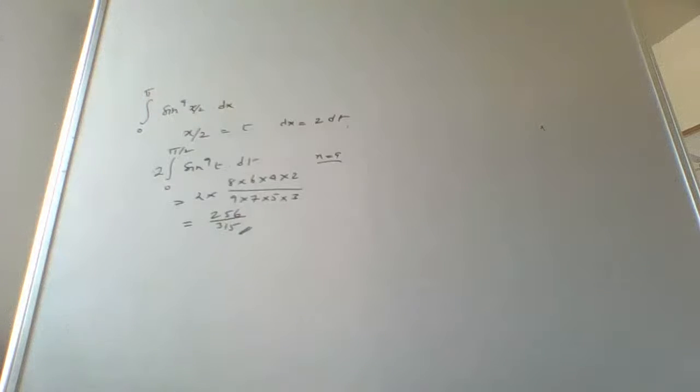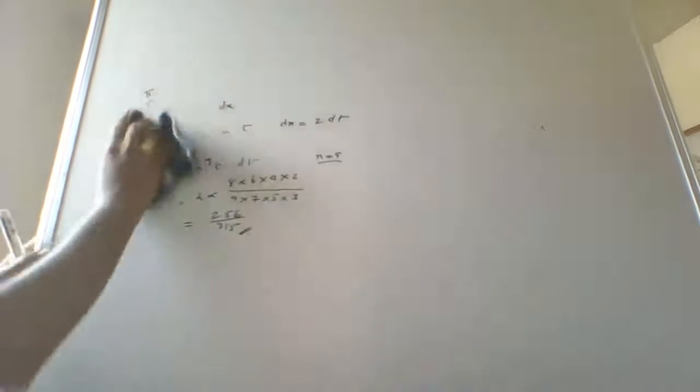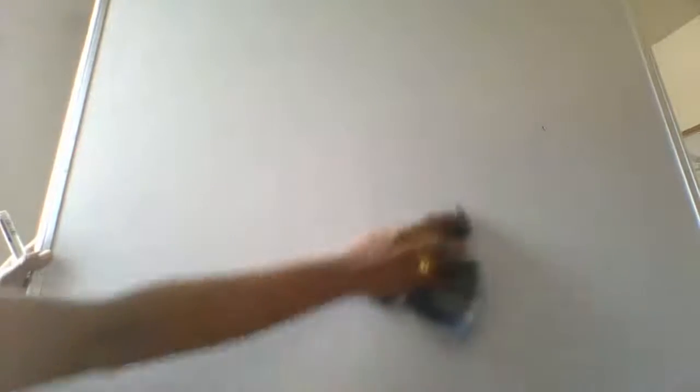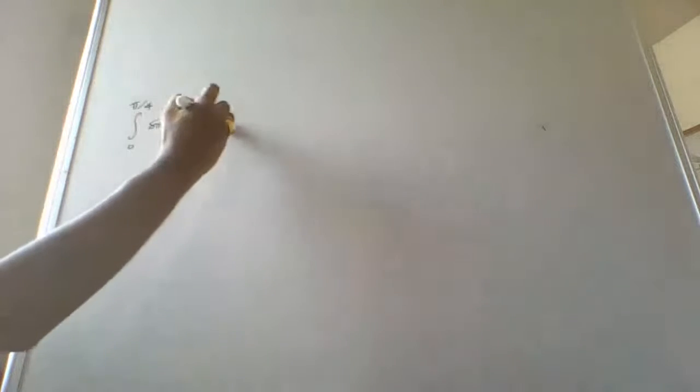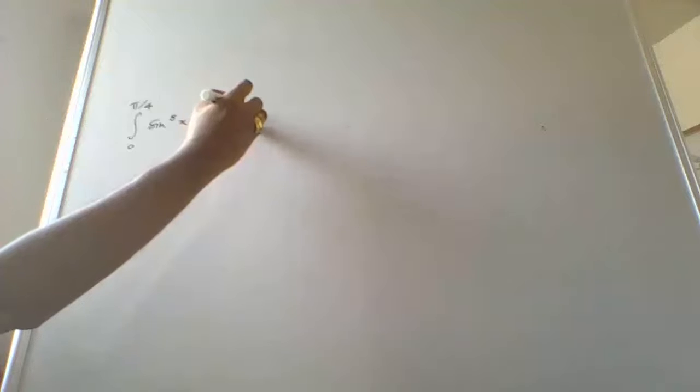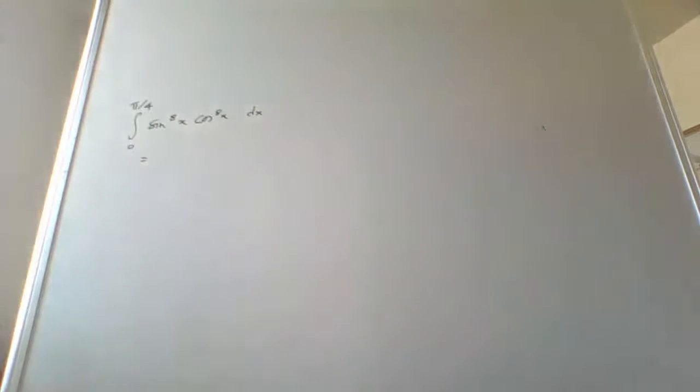Good. Let me move on to the next problem. I hope you understood this. Now I have the integral from 0 to pi by 4 of sine power 8x and cos power 8x dx. Let us try to solve this now.